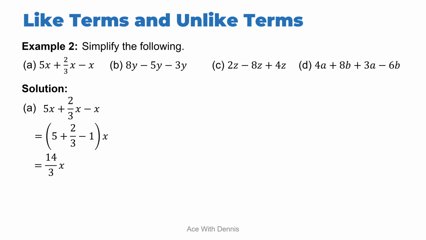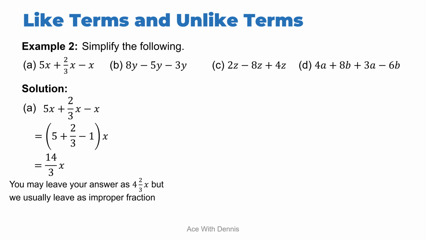Notice that the coefficient of the answer here is a fraction. You may leave your answer as 4 and 2 over 3 x, but we usually leave it as an improper fraction. So for this case, it's 14 over 3x in algebra.